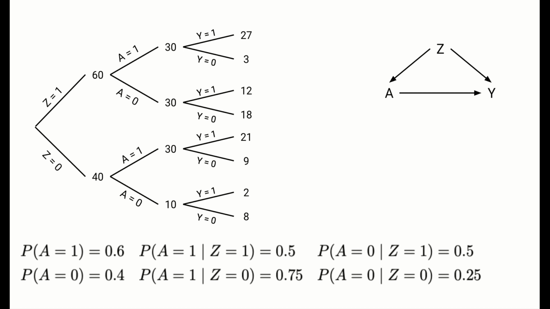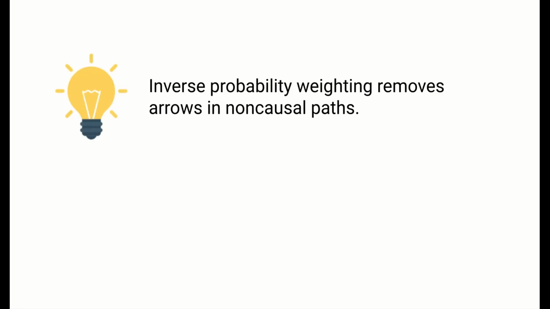Within Z equals 0, treatment is more likely than in Z equals 1. So the Z to A arrow is still present, and the A, Z, Y non-causal path is still carrying unwanted associations. But our use of inverse probability weighting rectified this by removing the Z to A arrow, as we just saw. In summary, inverse probability weighting provides another way to deal with non-causal paths in causal graphs by essentially removing arrows.